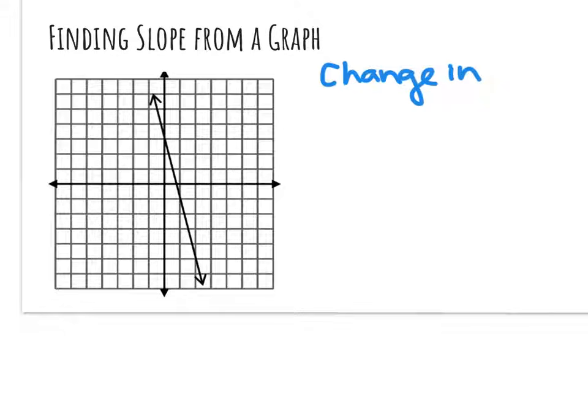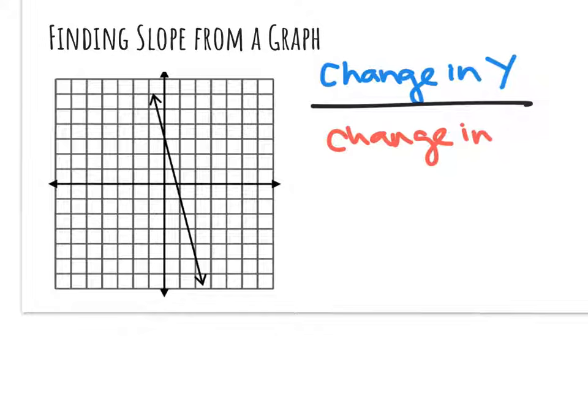in y and put that over the change in x. It's also known as the rise over the run. In order to find the slope of this graph, we first need to label some points on this graph.